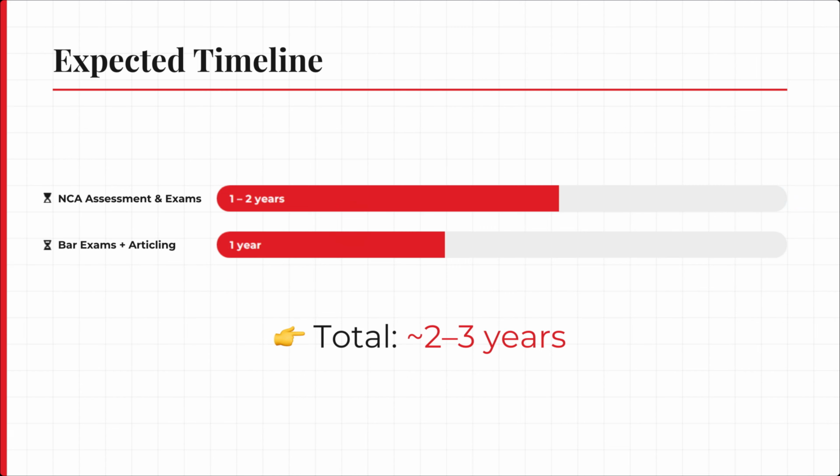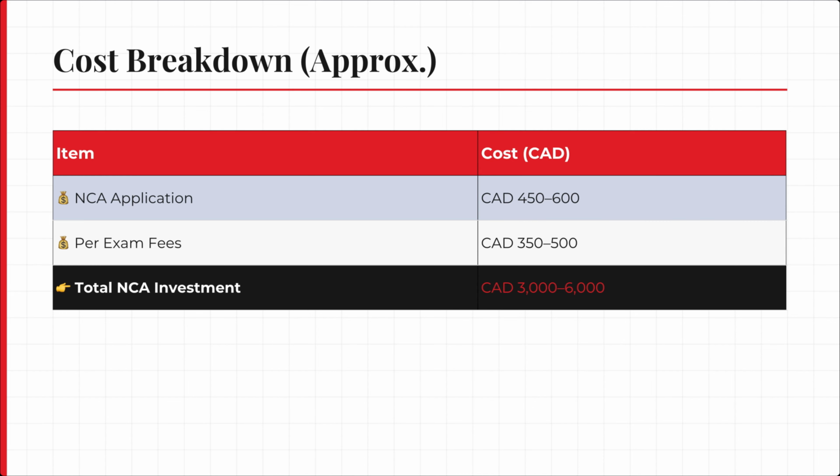Now let's talk about time, because this is a common concern. NCA usually takes around 1 to 2 years depending on how fast you clear the exams. After that, the bar process and articling take around 1 year. So overall, you can become a lawyer in around 2 to 3 years. Okay, but remember this depends on your preparation and consistency.